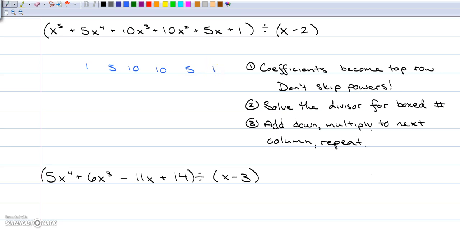The second step says that I want to solve the divisor for the number inside the box. Here's my divisor. If I solve that for 0, if I'm talking about the x-intercepts like we always do, that means I want to use the number 2 this time. And that number 2 is going to help me figure out, do I have a remainder or not down here in the bottom right corner? If I have a remainder, that's going to mean one thing. If I don't have a remainder, that's even better. We'll talk about that tomorrow.